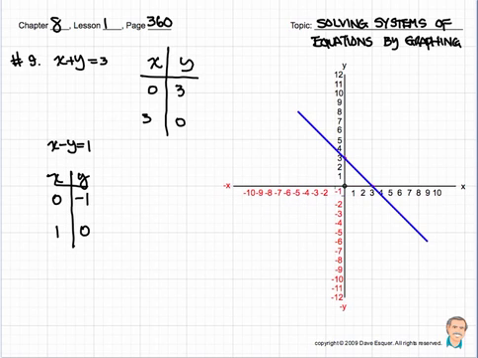Let's go with green. 0, negative 1 is going to be right here, I believe. And 1 and 0 is going to be right around there, so it's kind of hard to see. But we'll connect the two dots, something like that. And let's make that one, like we said, green.